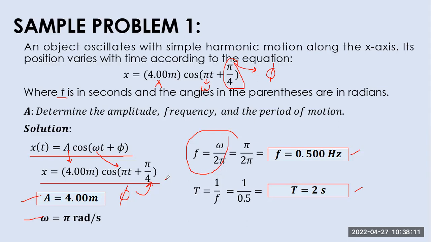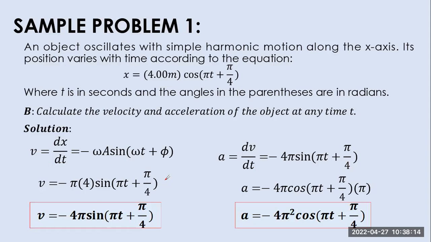Okay, next. Letter B. Same equation for this problem, where t is in seconds and the angles are in radians. Letter B: calculate the velocity and acceleration of the object at any time. So, let's write down the equation from our earlier discussion: negative omega, or negative angular frequency, times amplitude, times sine of (angular frequency times t plus theta).